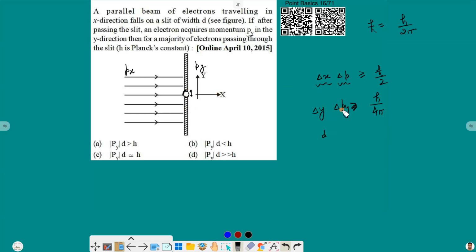Now, the change in momentum in the y direction: initially in the y direction we have momentum 0, and after it becomes py. So this will become d into delta py, and it has to be greater than h by 4 pi. So if delta py is greater than h by 4 pi, then it will also be greater than h.